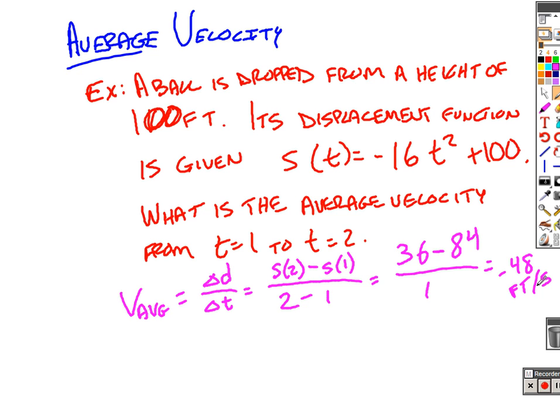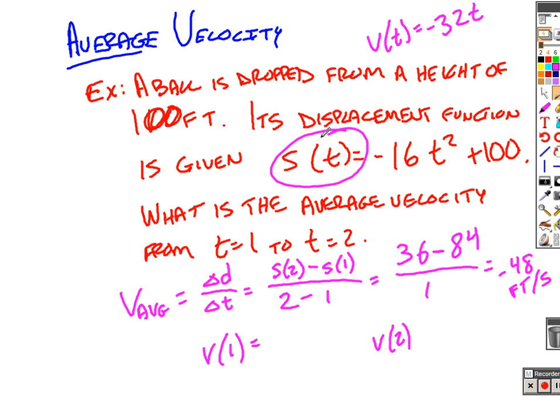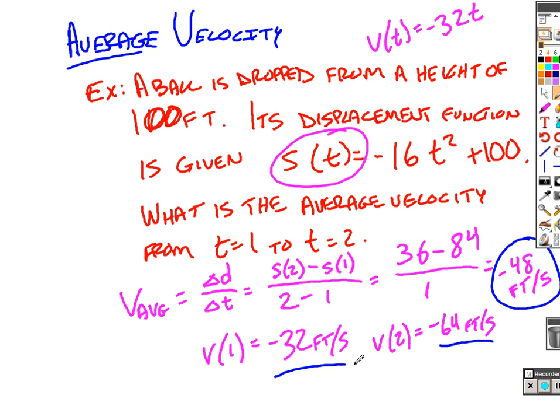Now, just for comparison, if I wanted to say the instantaneous velocity, so at time equals 1 and at time equals 2, I'm just going to take the derivative. Well, the derivative of this function is going to be negative 32t, just based on doing the derivative of s of t. So when I plug in for that, I should have negative 32 feet per second for time equals 1. And at time equals 2, I should have negative 64 feet per second. So it should make sense that this average velocity is somewhere in between the two instantaneous velocities.